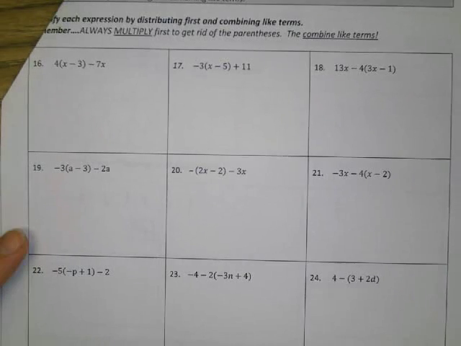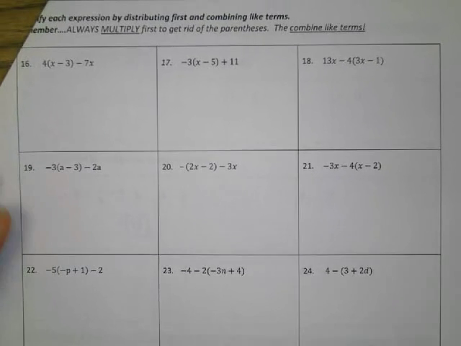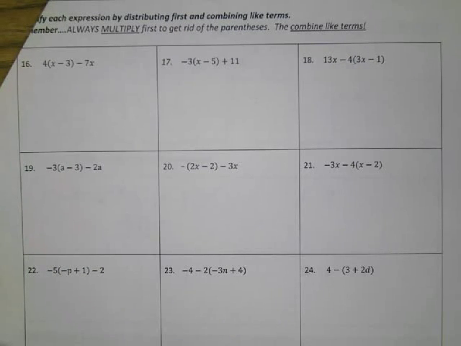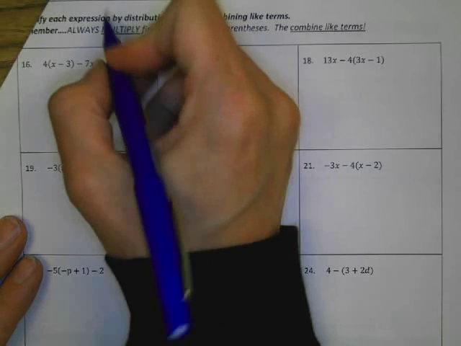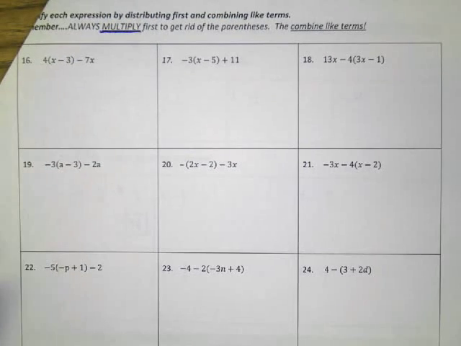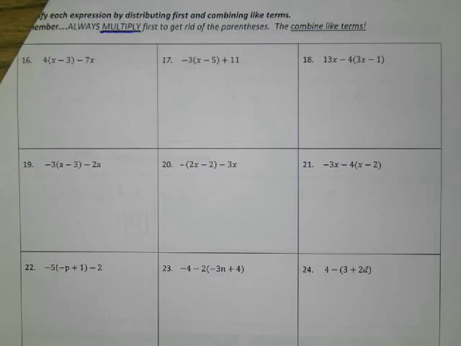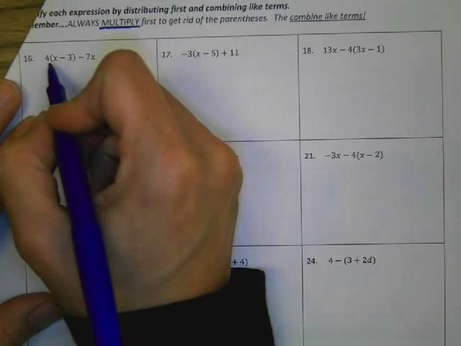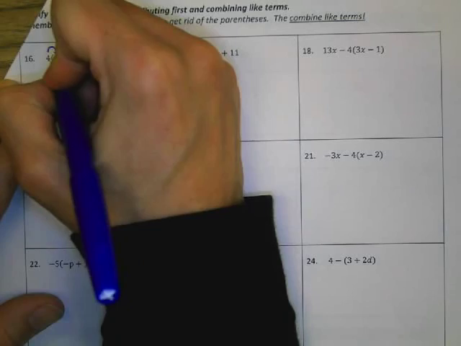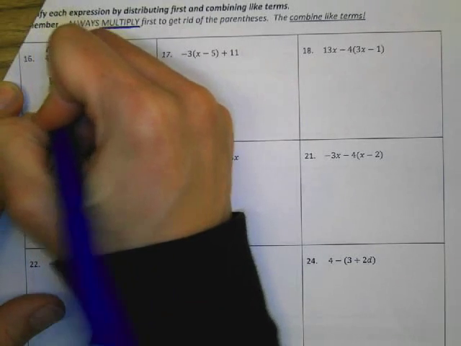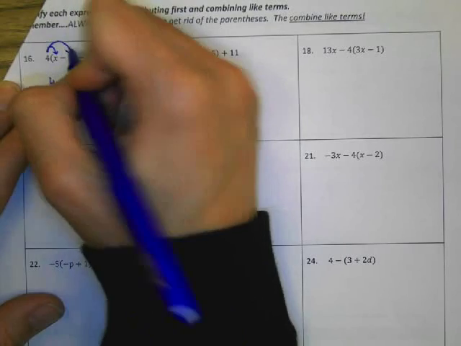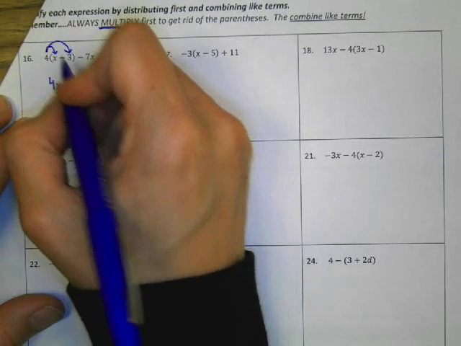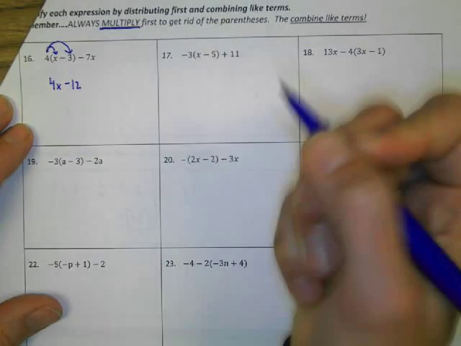So now the last piece of this was simplifying expressions by distributing and combining like terms. Right? We said we always multiply or distribute first so we can get rid of the parentheses, and then we combine our like terms. So I'll do two examples here. First one, I can see here that I'm going to distribute the 4 to the x, which is going to give me 4x. And then I'm going to distribute 4 to a negative 3, and 4 times a negative 3 will give me a negative 12.